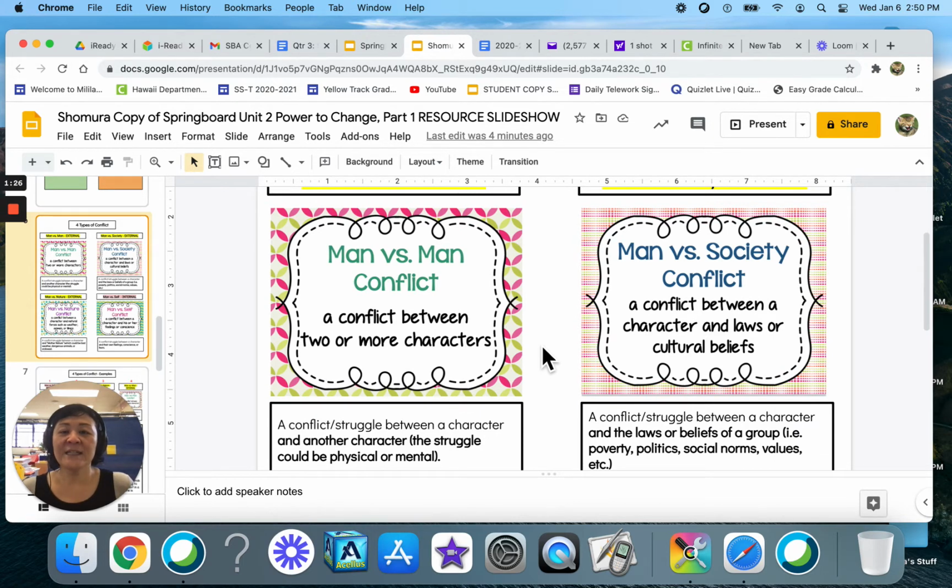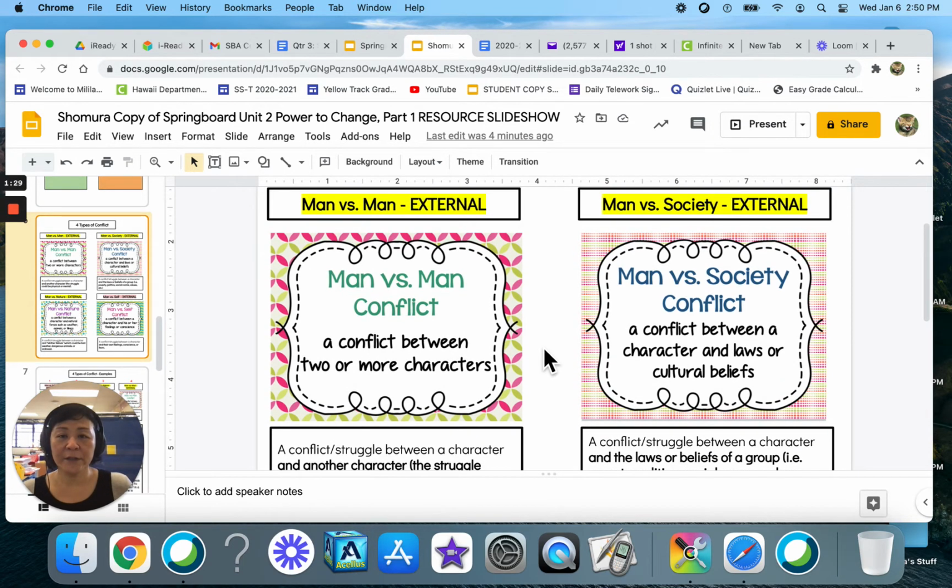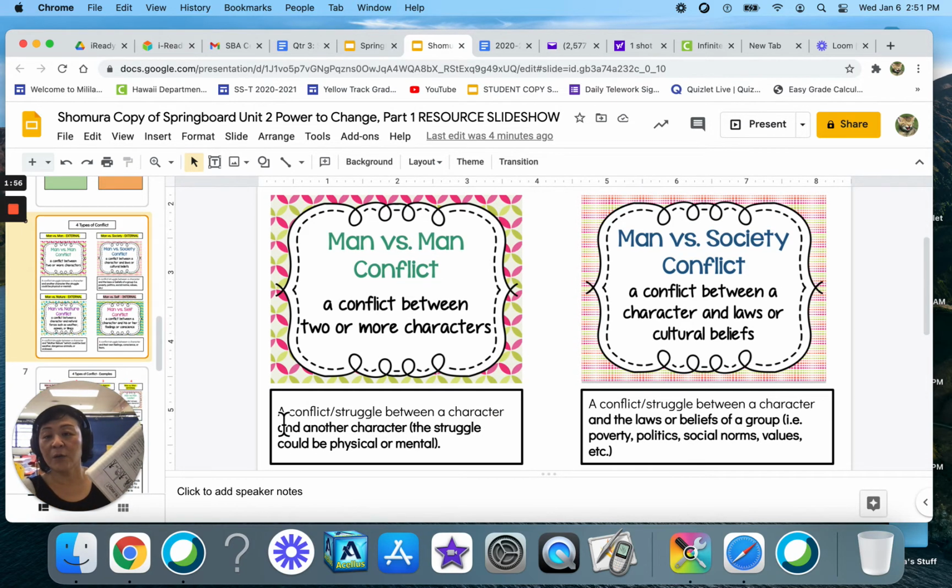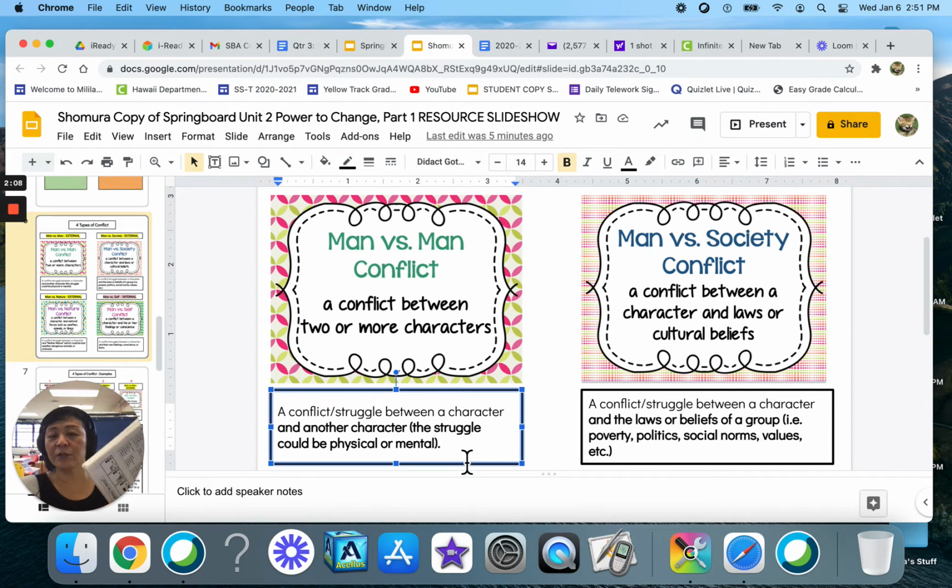Man versus man is a conflict between 2 or more characters, and that is external. So what I would like you to do is find the flap that has the 2 people, and you are going to write at the top, man versus man, external. Okay? Underneath that flap, in the space here, you are going to write these notes here. A conflict or struggle between a character and another character. The struggle could be physical or mental.